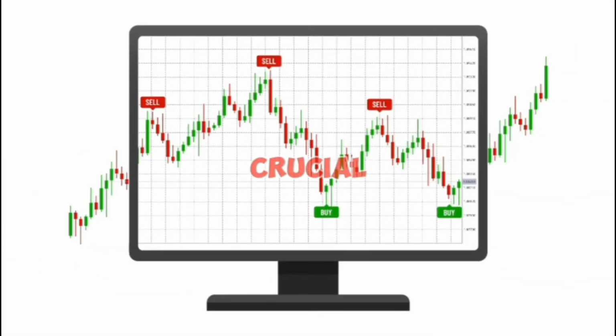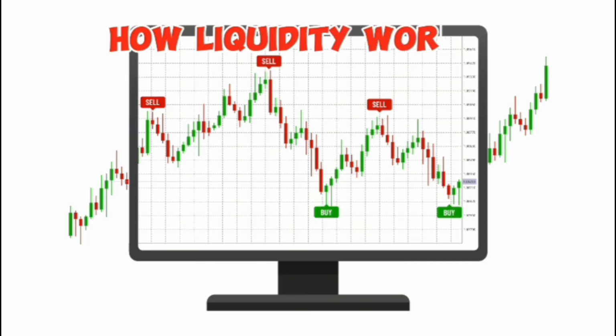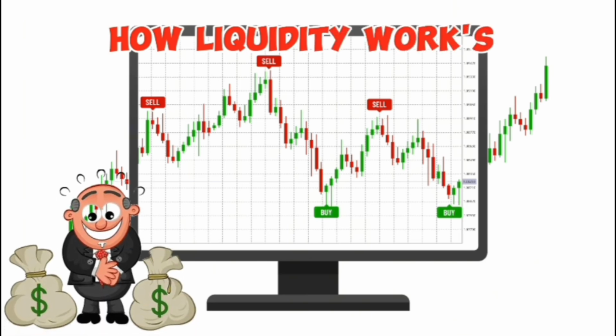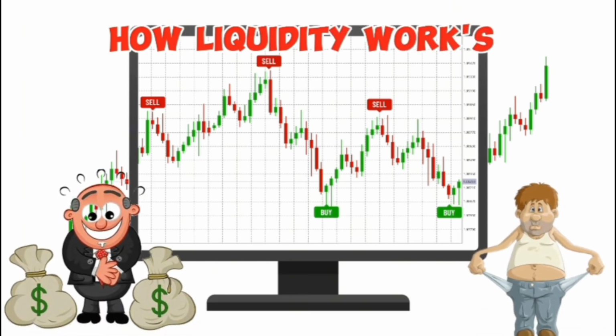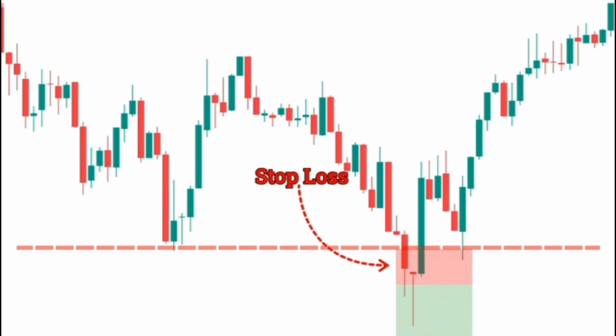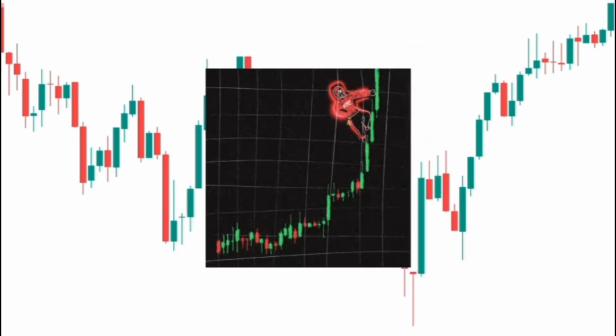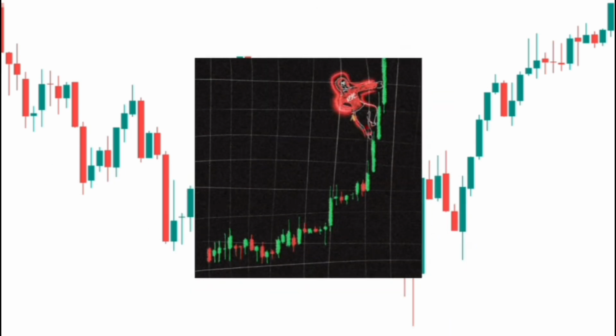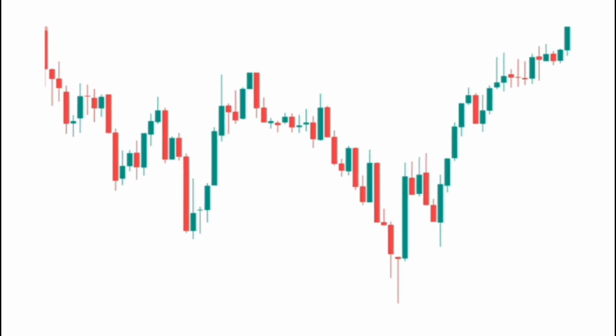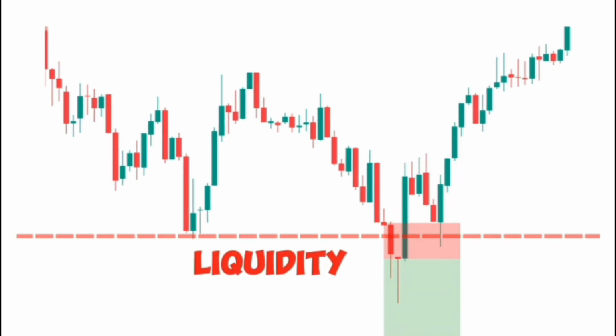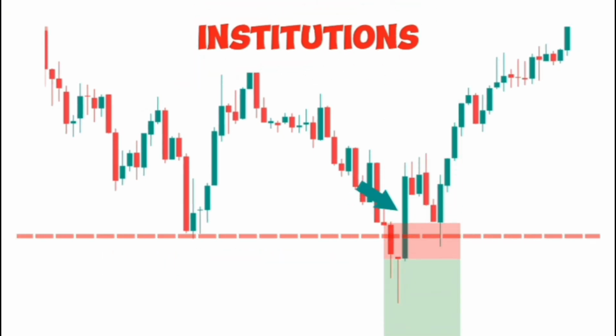Now here's the most important part, how liquidity actually works. This is where traders either succeed or end up blowing their entire account. Liquidity isn't just about stop losses getting hit, it's the fuel that drives the market. Without liquidity, the market simply can't function. The problem is that most retail traders see liquidity as a loss, while smart money sees it as an opportunity.